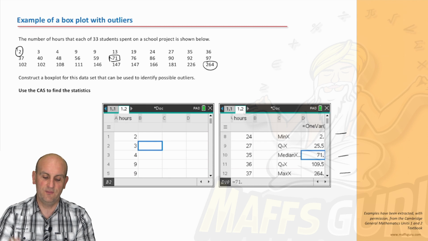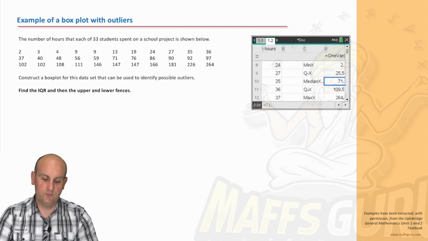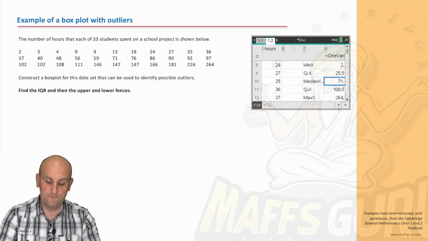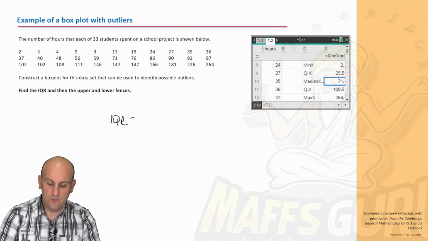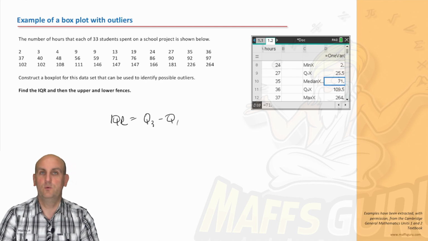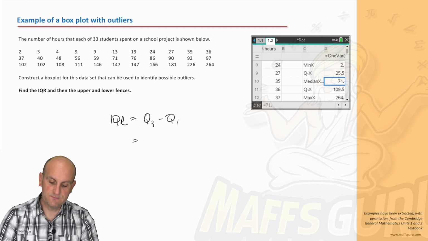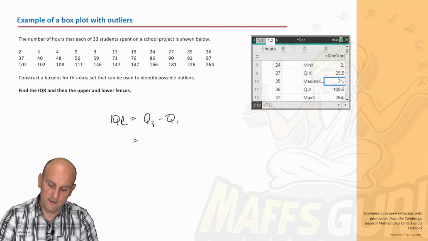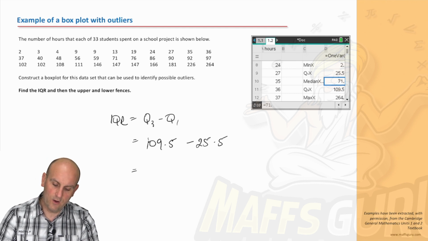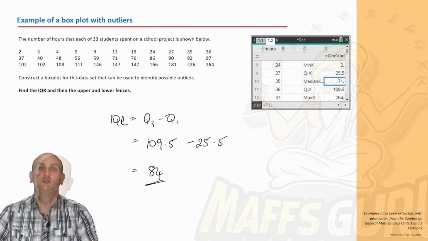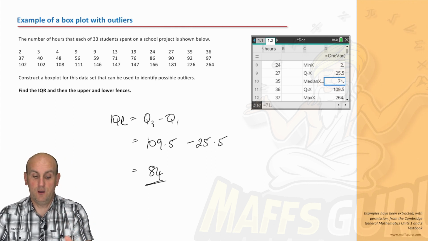So I've got my data there, right? I found my summary statistics. Now what am I going to do? Well, I'm going to find the IQR. And if you remember, my IQR is equal to my Q3 minus my Q1, or my upper quartile minus my lower quartile. My Q3 is 109.5. I'm going to subtract from that 25.5, which gives me a stunning value of 84. So I now know that my IQR is 84.